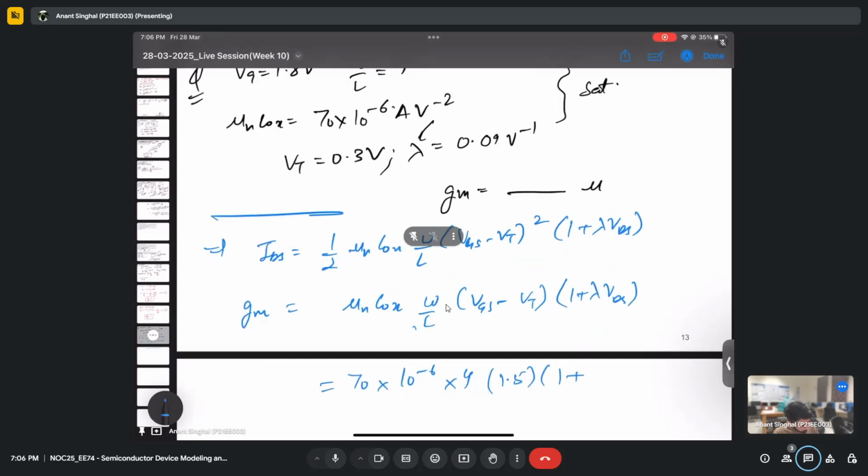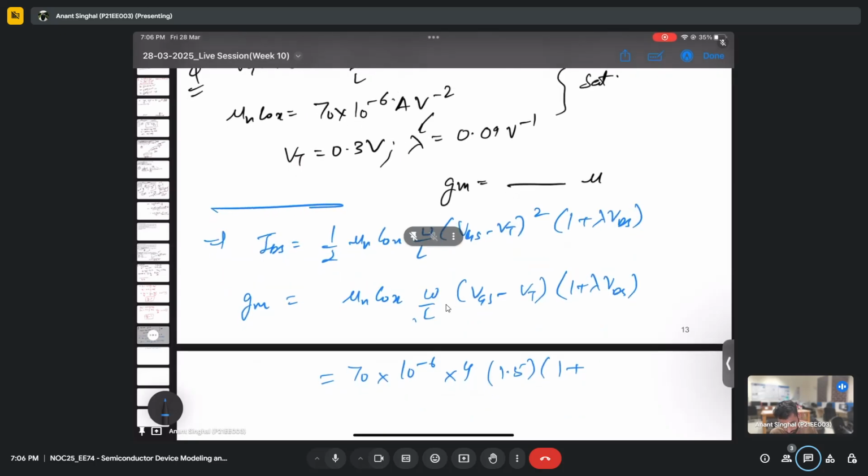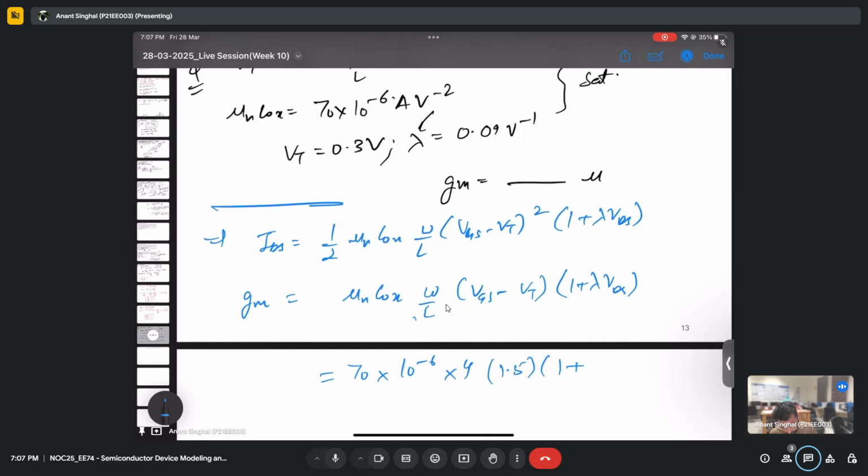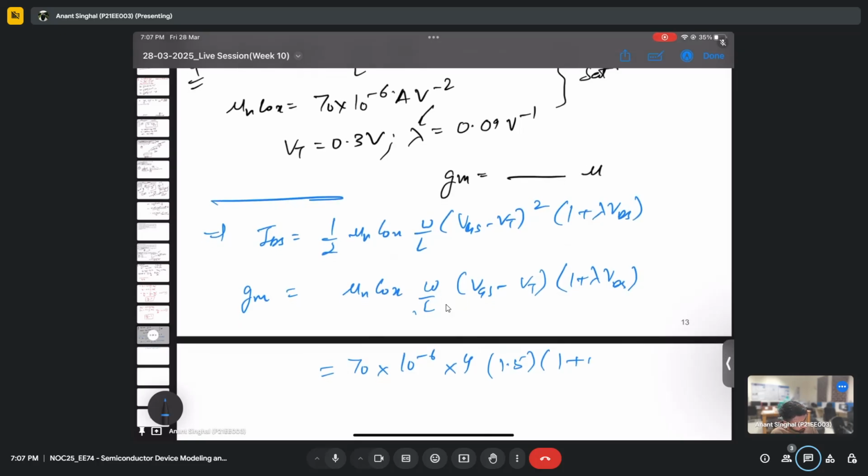So 1 plus lambda VDS. Am I right or what? What does it say? What do we need to regulate here? So 0.09 VDS. But how can we get VDS? It is not given.